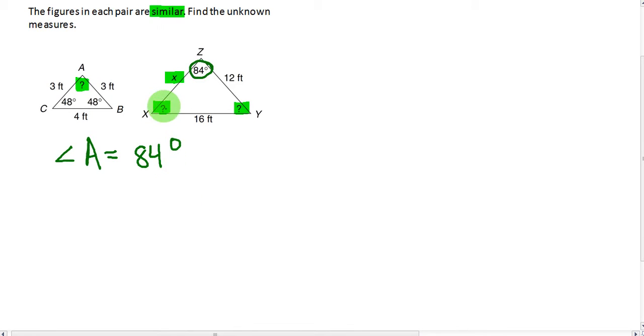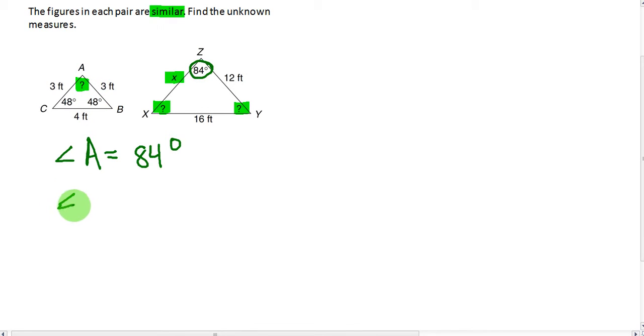Okay, let's look at the corresponding angles of these unknown measures below, angle X and angle Y. Well, angle X's corresponding angle on the smaller triangle is angle C. Angle C is 48 degrees. If we look at angle Y, we can see that also angle Y's measure should be 48 degrees because the corresponding angle is angle B, which measures 48 degrees.